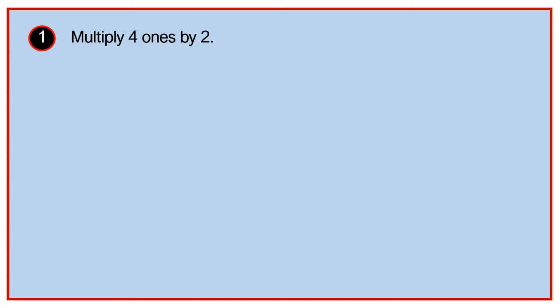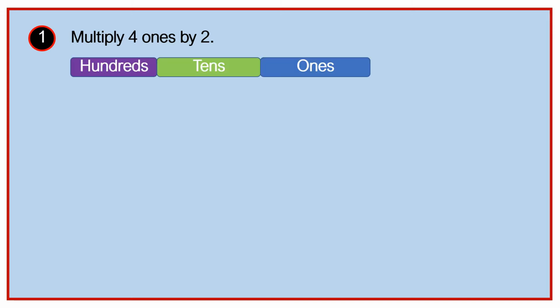Multiply 4 ones by 2. So now we have got hundreds, tens, and ones. And for this multiplication, we are going to use the place values. Since we do not have hundreds, and we do not have tens, we will go to ones. We have got 4 ones: 1, 2, 3, 4. Now we will multiply 4 ones by 2.